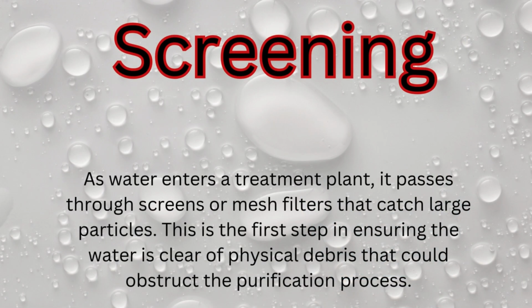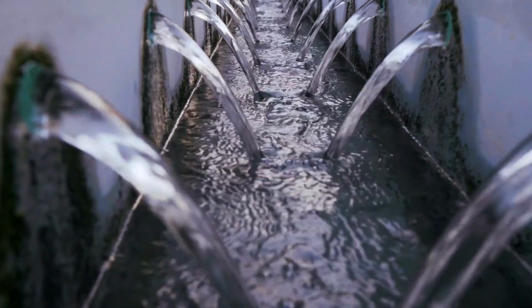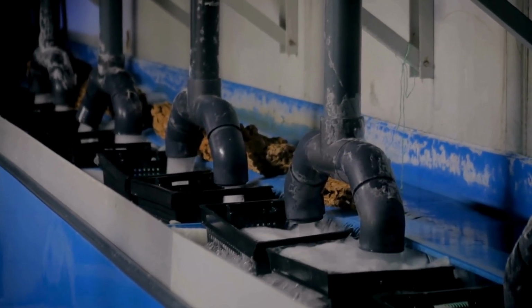Coagulation. This is where chemicals called coagulants, like alum, are added to the water, causing small particles and impurities to clump together into larger particles called flocs.